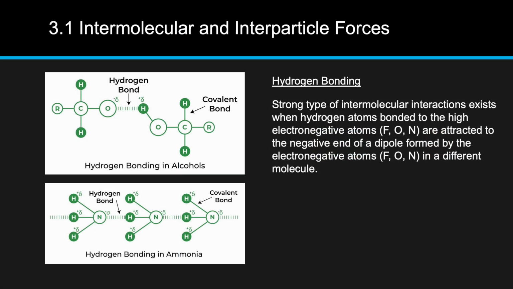So now we have our strongest type of intermolecular force, which is hydrogen bonding. Hydrogen bonding is only going to occur if you have a hydrogen that is directly attached to a fluorine, oxygen, or nitrogen atom, and then that hydrogen would be attracted to an oxygen, fluorine, or nitrogen in another molecule.